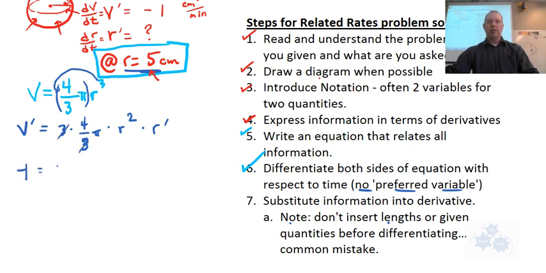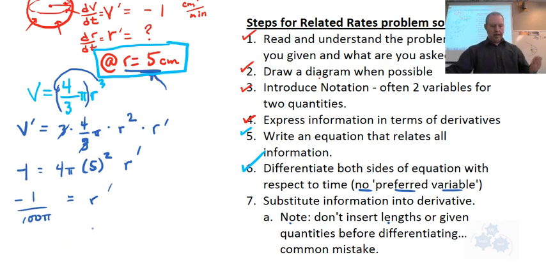3 times 4/3 pi is just 4 pi. What is r? At this point that we are examining, r is 5. Now you can put r in. So at this snapshot of moment in time, we know that r is 5. But we don't know what r prime is, and that's actually what we're trying to figure out. So now we just solve for r prime. Everything else is numbers, so we've got -1 over 100 pi equals r prime.